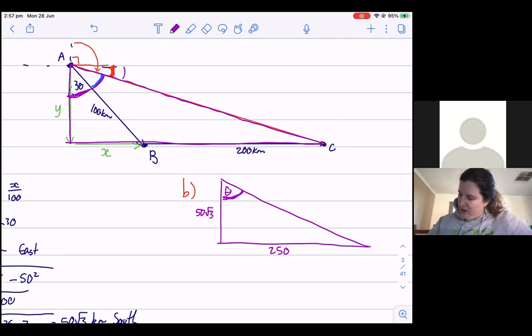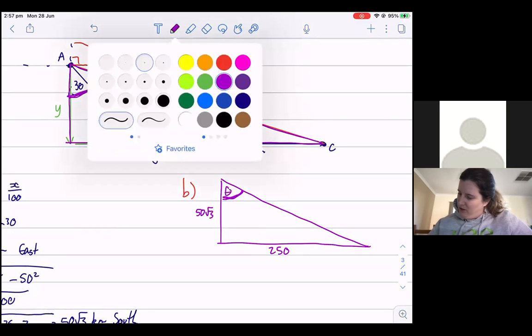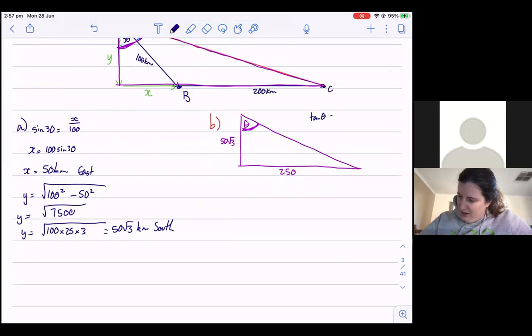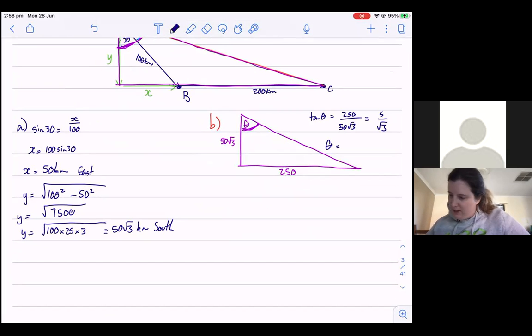So I'm just going to call this theta. If I use tan, I know tan theta is 250 over 50 root 3, so it's 5 on root 3. So theta, I'm going to use my calculator, make sure it's in degrees, arctan 5 on root 3. Now, I know that we usually like to use radians, but for any kind of real life question, we'll use degrees. So that comes out as 78.9. I'll do degrees in minutes later.